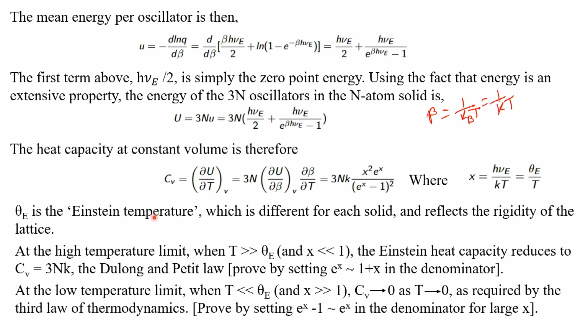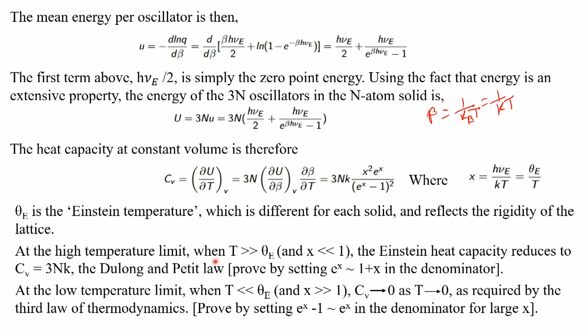Theta e is called the Einstein temperature, which is different for each solid and reflects the rigidity of the lattice. h is constant, k is constant, so theta e depends only on nu e, which is different for different solids. It depends on the type of solid we are considering, and it reflects the rigidity of the lattice. Theta e has unit of absolute temperature because x is unitless, so theta e by T has to be unitless. That's why theta e has unit of temperature.